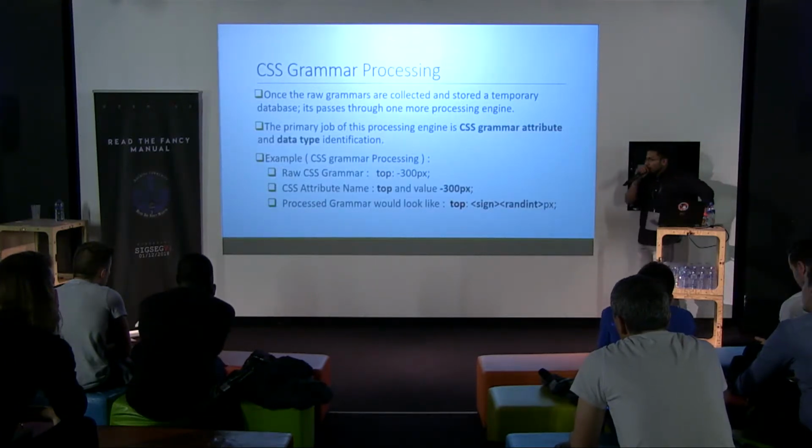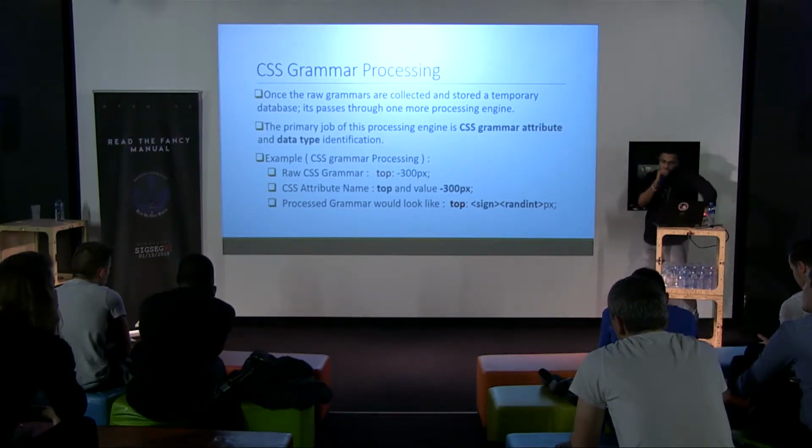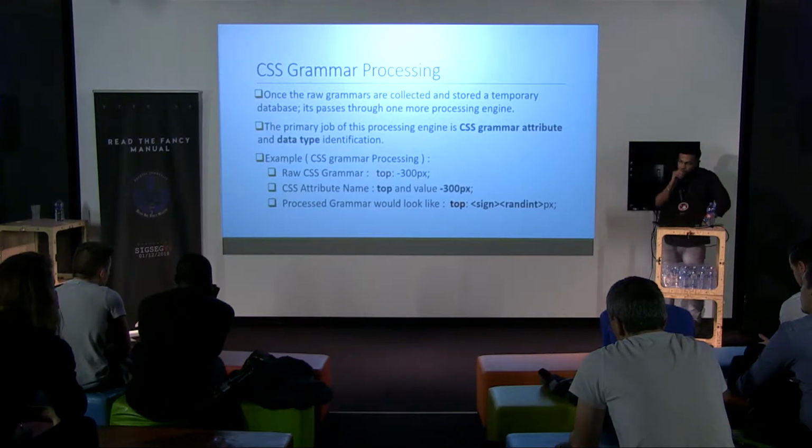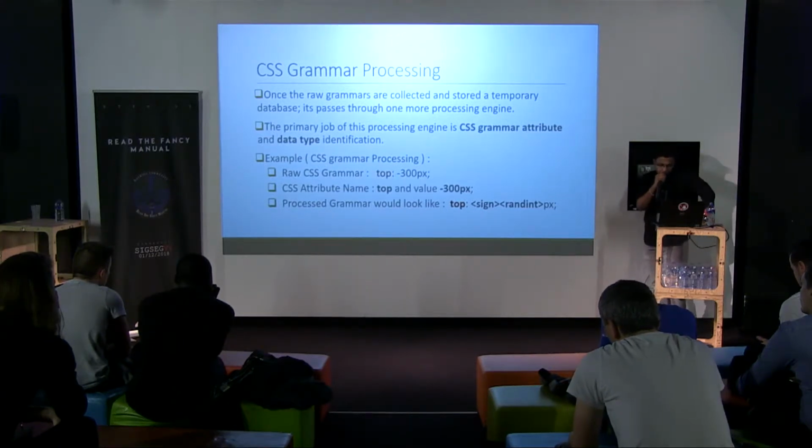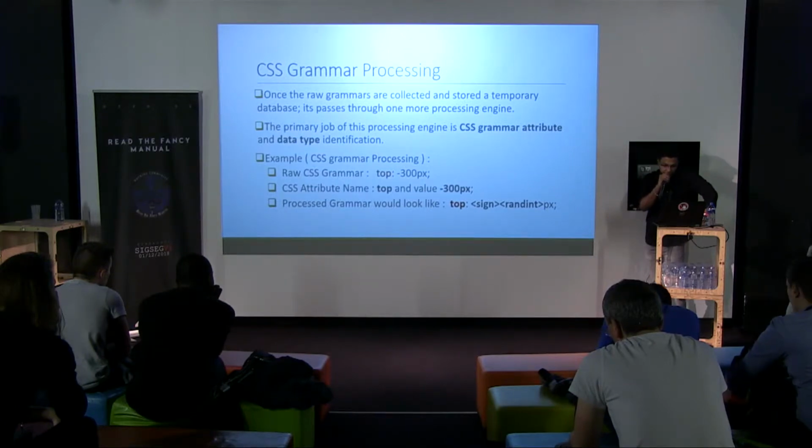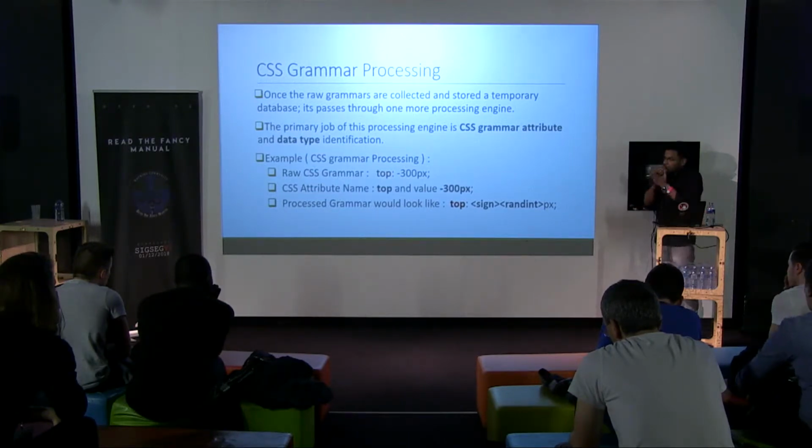So once we collect those CSS grammars from raw web pages, some CSS grammar processing is also required. Once the raw grammars are collected and stored in a temporary database, they also pass through a processing engine. The primary job of this processing is CSS grammar attribute and data type identification. So here's an example of that.